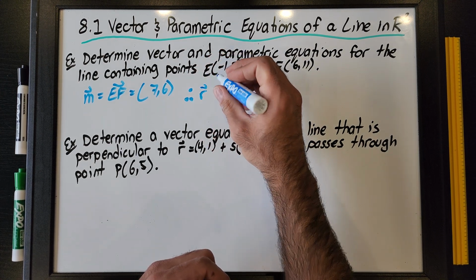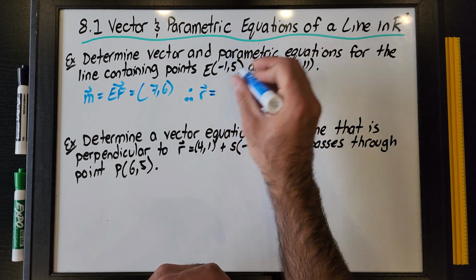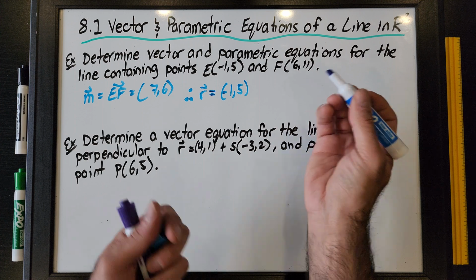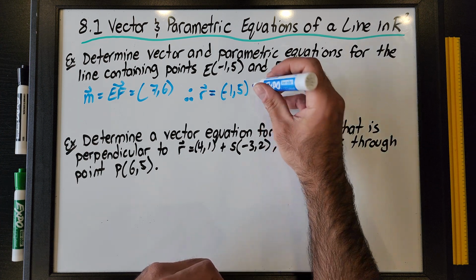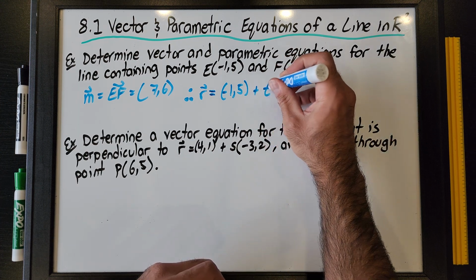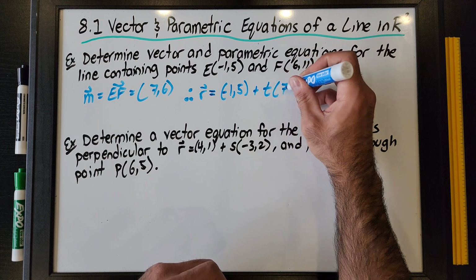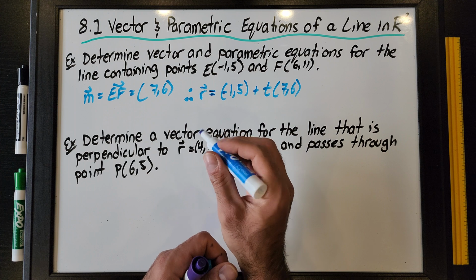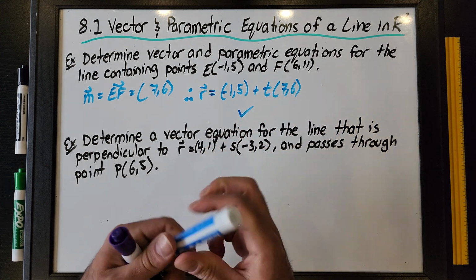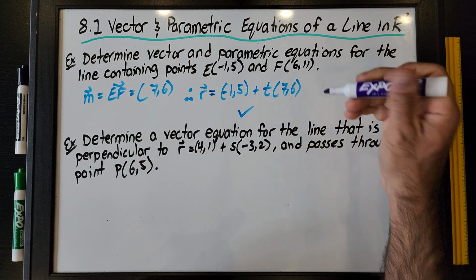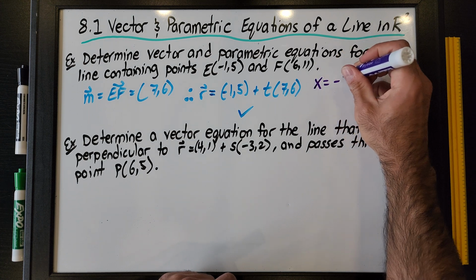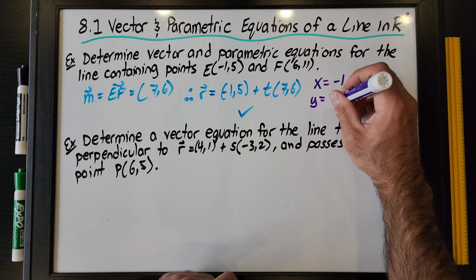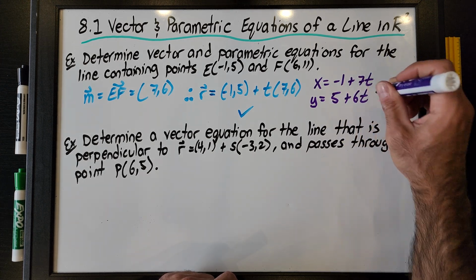Therefore, my vector equation is R, pick a point. I'm going to pick this one because I'm staring at it. That's the only reason. And that's going to be plus the parameter t times the direction, sorry, the direction included on there. Here's my vector equation. Done. I want my parametric equations, so break them up. X equals negative 1 plus 7t, and y is 5 plus 6t.